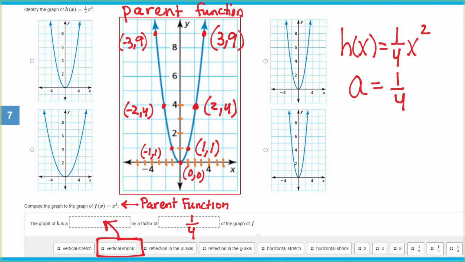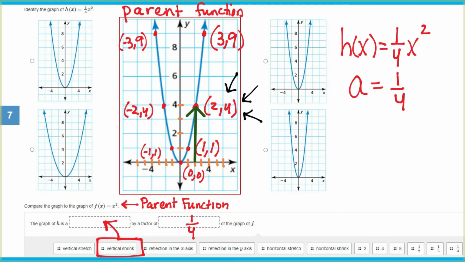I'm going to look at the point -2, 4. So for my parent function, to get to that point on the graph, I need to go 2 to the right and up 4. Well, if our graph is undergoing a vertical shrink of 1/4, that means when we go over 2, we're not going to go up 4, we're only going to go up 1/4 of that amount. And 1/4 of that amount is 1. 1/4 of 4 is 1.